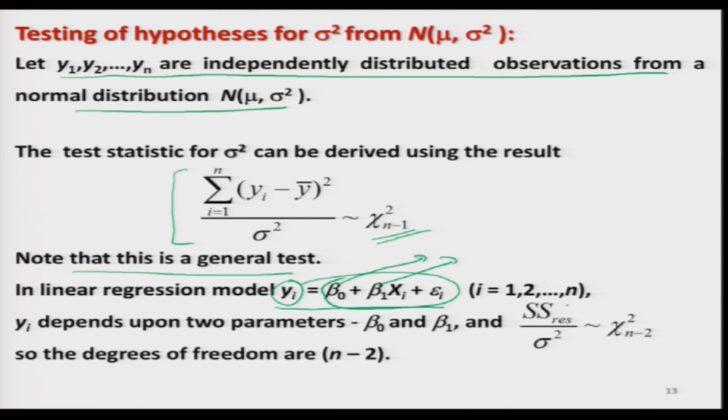In the sense, for example, if you want to find out the sum of squares due to residuals, this was defined as summation ei square, which was summation (yi minus b0 minus b1 xi) whole square. So, unless you know the values of beta 0 and beta 1, you cannot obtain the sum of squares due to residuals. So, it depends on two parameters, and that is the reason that here the degrees of freedom are n minus 2. So, this 2 is actually indicating that in order to know this quantity, you should know two values. So, the degrees of freedom are reduced from n to n minus 2.